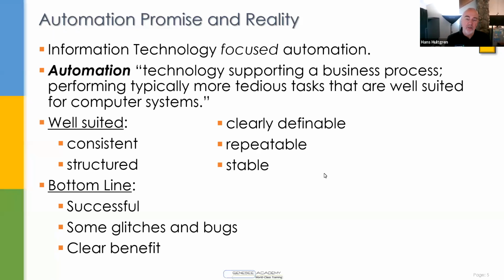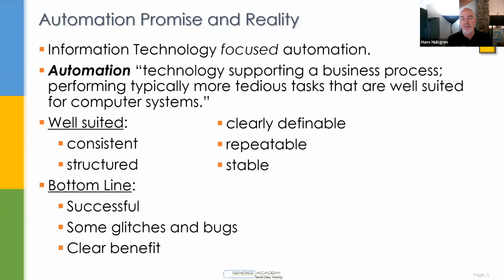Let's get back to automation as a starting point. So now we're going back in history, but also looking at automation from a general perspective. If you go back 50, 60 years, really computer systems were designed to help automate existing business processes. And so the definition I'm writing here saying technology supporting a business process, performing typically more tedious tasks that are well suited for computer systems, right?